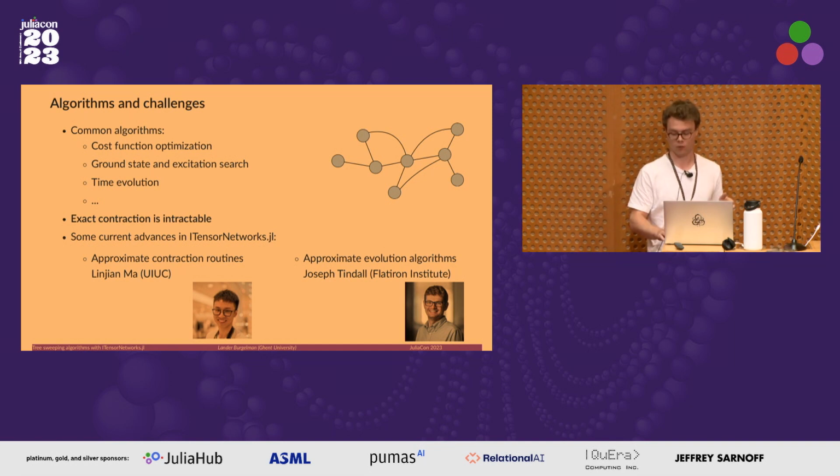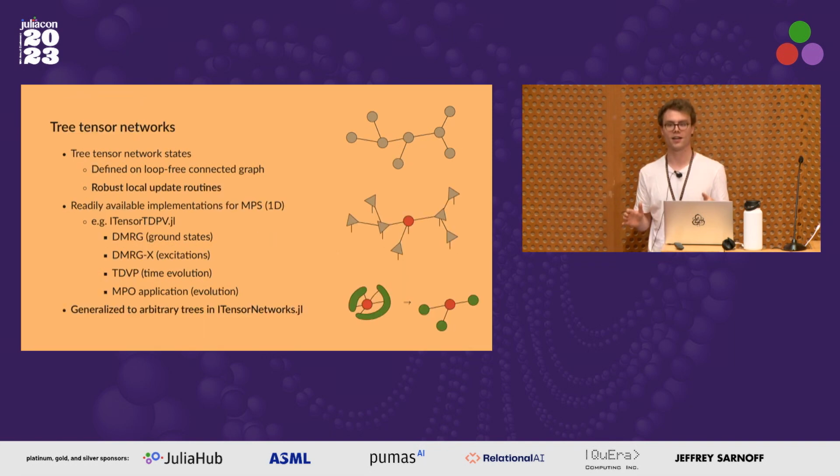What I will be talking about is not that. I will be restricting to classes of networks that you can actually contract exactly, which is just states defined on loop-free connected graphs, also known as trees. These have been quite well studied, and they have certain nice properties which allow you to define robust local update routines, which we call sweeping algorithms, in which you basically move through the tree and just update local patches in a certain way, depending on what algorithm you're actually trying to run.